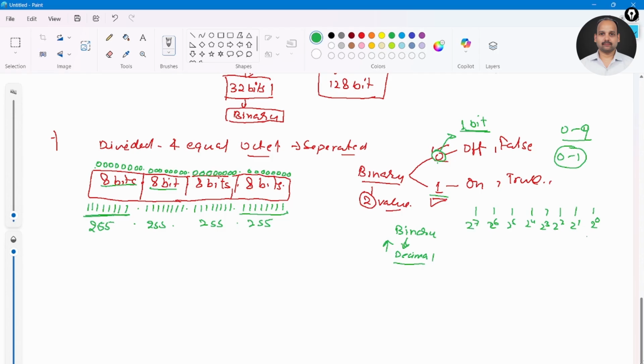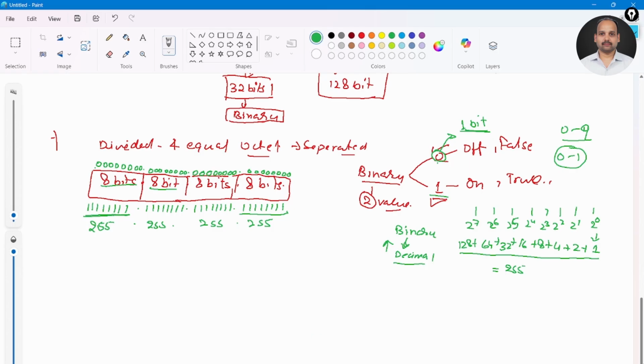Any number to the power 0 has the value 1, and 2 power 1 is 2. Then I add 2 power 2, that means 4, 2 power 3, that means 8, 2 power 4, that means 16, 2 power 5, that means 32, 2 power 6, that means 64, and 2 power 7, that means 128. If I calculate all these numbers, the value will be 255.